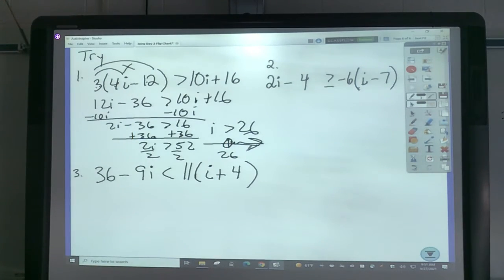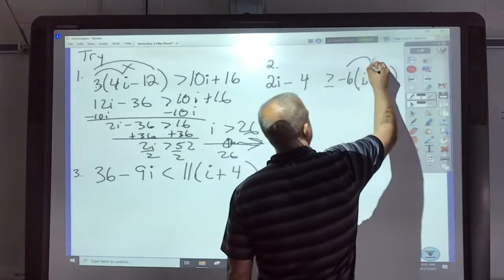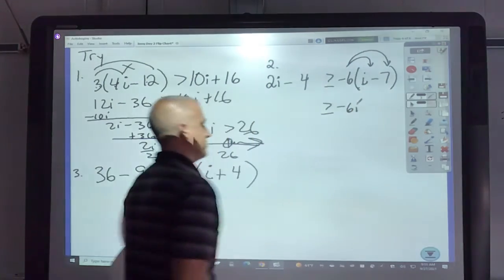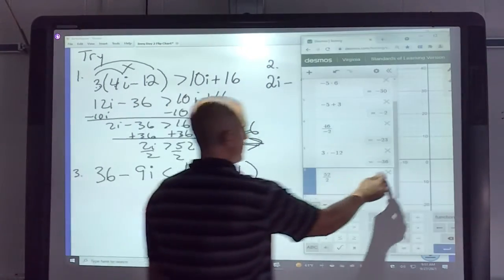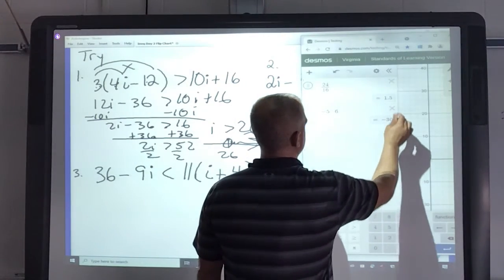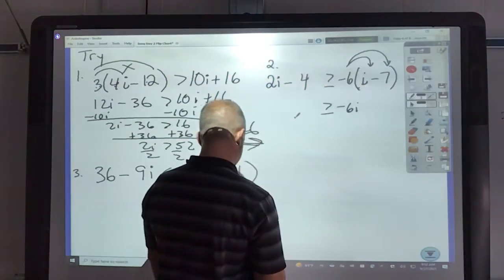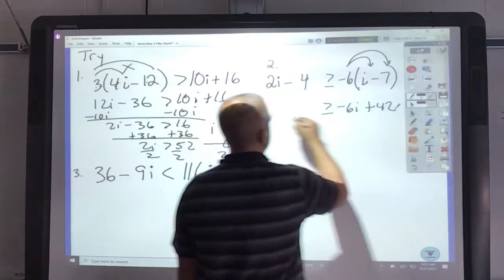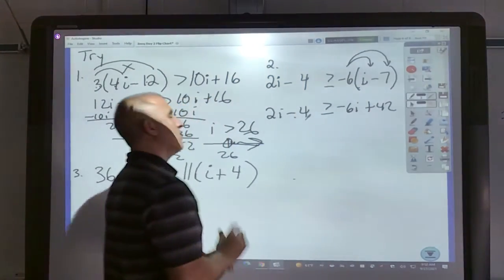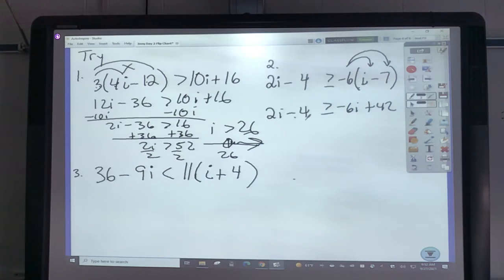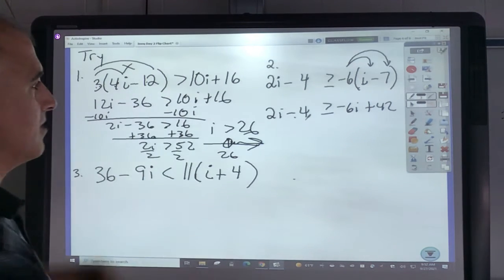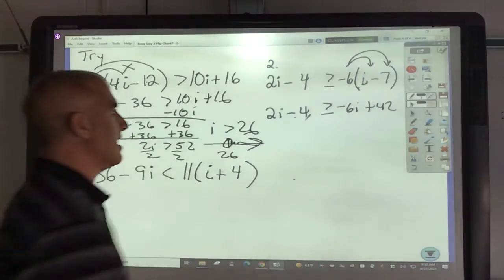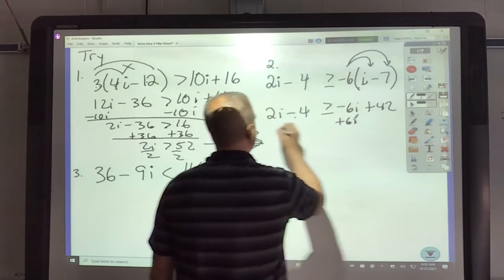Okay, now this one, I want to take a negative 6 and multiply by both of those. So negative 6 times i is negative 6i. Negative 6 times negative 7 is positive 42. I got 2i over here. Now, the smaller of these two is negative 6i, so I would want to move that by adding. If you do it the other way and subtract 2i, remember you're going to have to flip the inequality at the end when you divide. But I'm just going to go ahead and add 6i and add 6i.